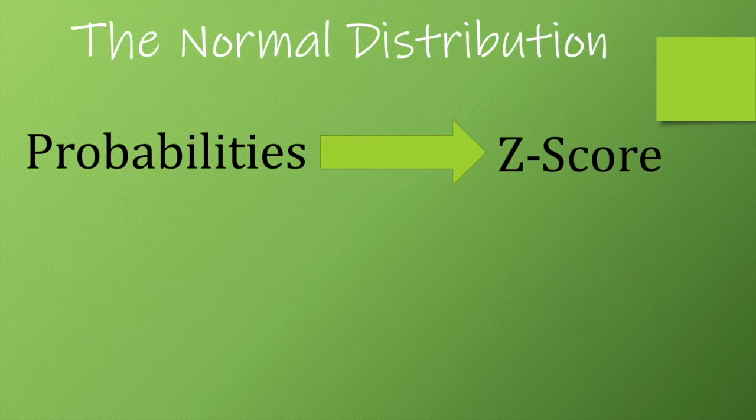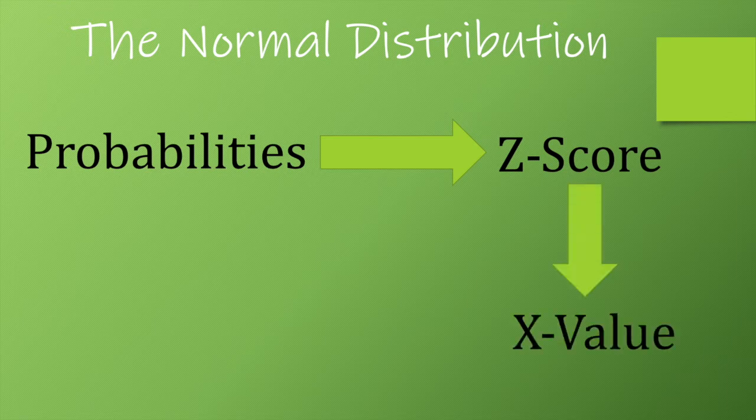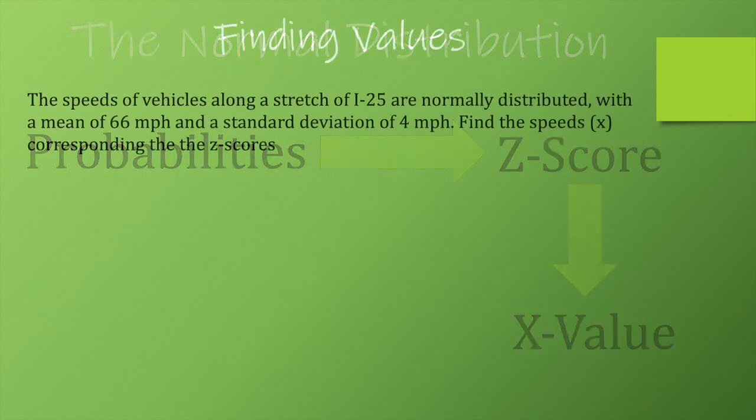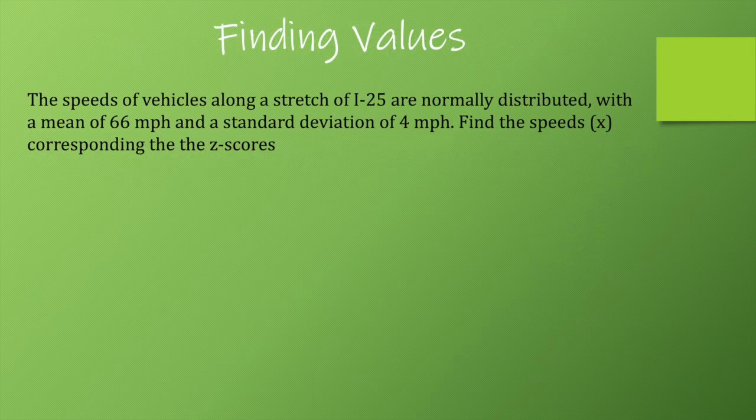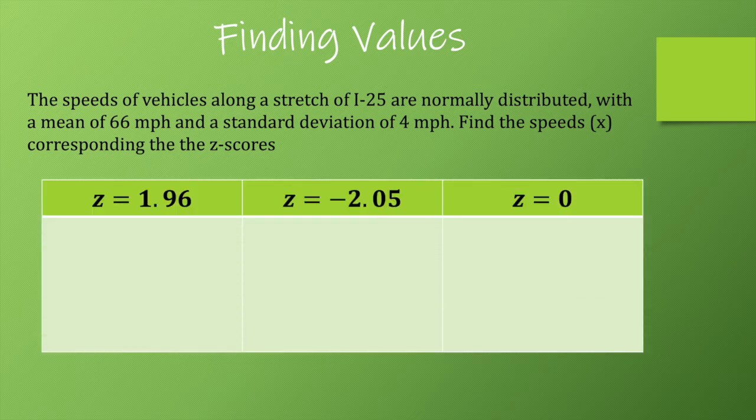We're going to take this one step further. So far, we've done probabilities to z-scores. Now we're going to take z-scores and actually find x-values. So the speeds of vehicles along a stretch of I-25 are normally distributed with a mean of 66 miles per hour and a standard deviation of 4 miles per hour. Find the speeds, x, which correspond to these z-scores. Z equals 1.96, z equals negative 2.05, and z equals 0.